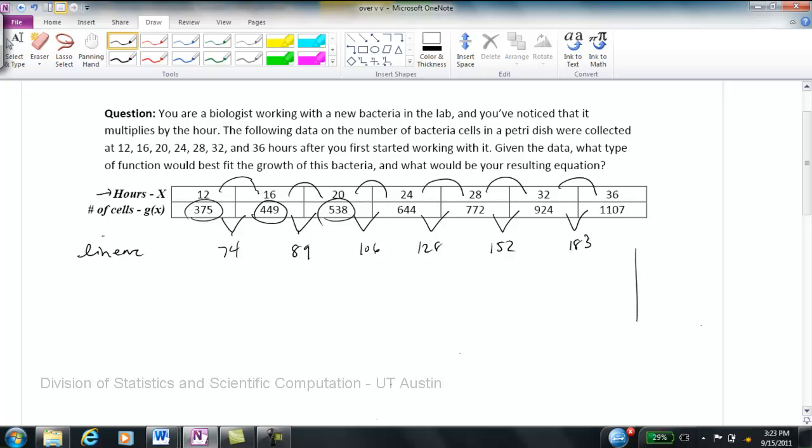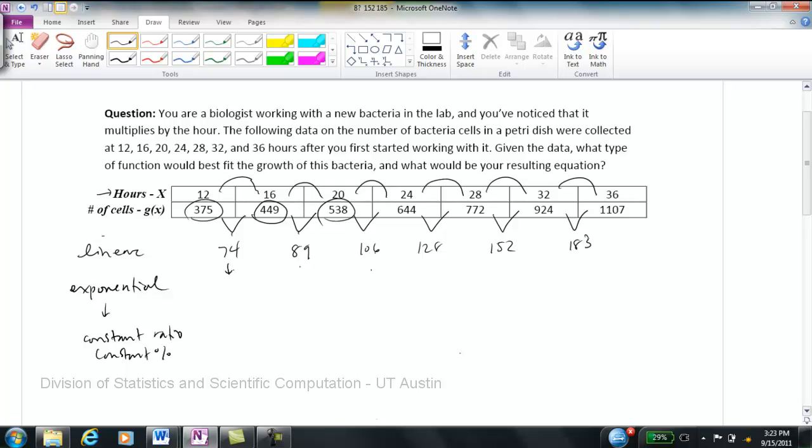Remember, if it was a linear function, we would see a constant change, a constant value that's different here. It would be 74, 74, 74 all the way. That's not what we're seeing at all. So the next question I'm going to ask is whether or not it could be an exponential growth function. If it's an exponential growth function, then I'd be looking for some sort of constant ratio or constant percent change. So let's look and see.